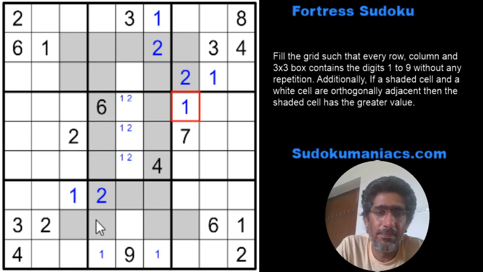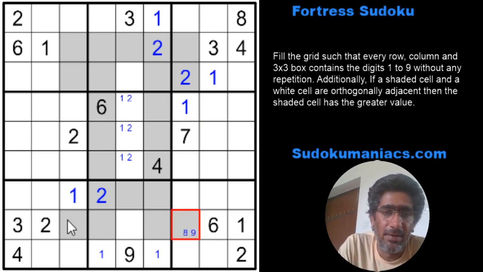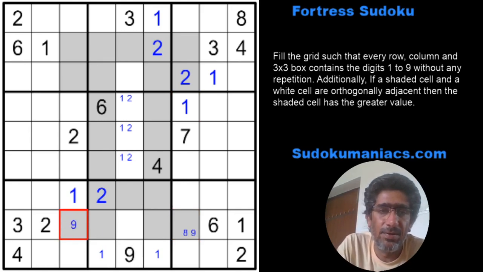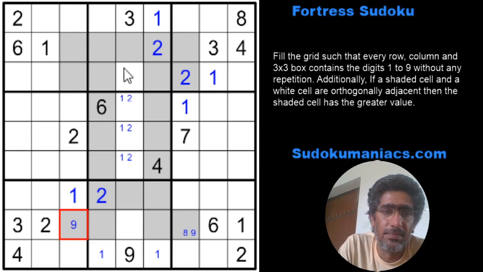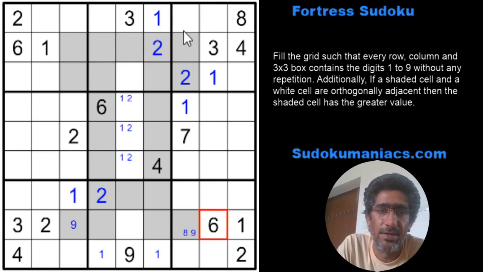Following me? Good. Now, next, we had seen that this would be an 8 and 9. 9 cannot be here. So there are only two places where the 9 can be placed in row A. 6, this cannot be a 6, this cannot be a 6. So my 6 is locked in these two, which means in box 3 the 6 has to be in one of these two. But we got a 6 here.